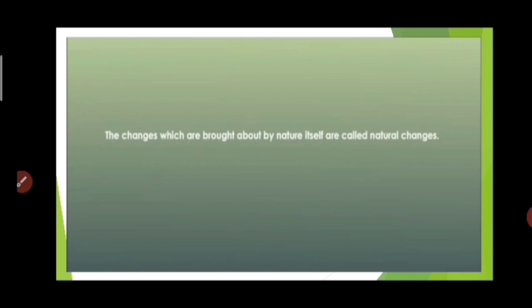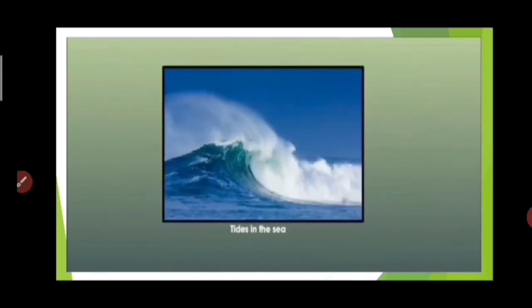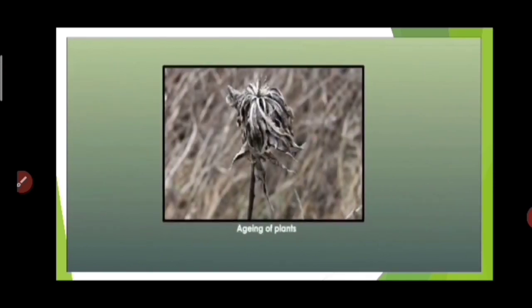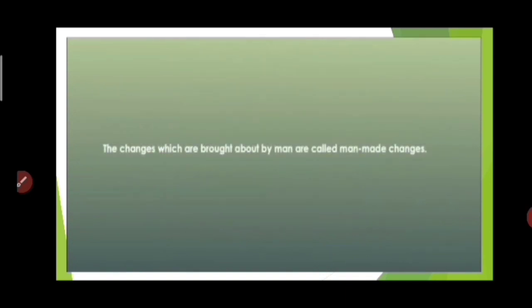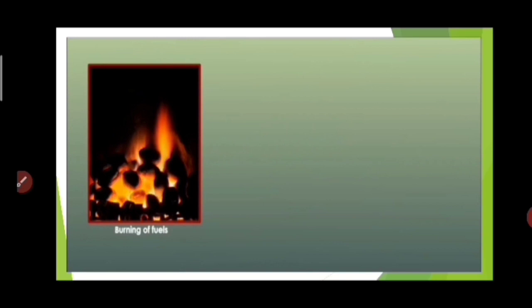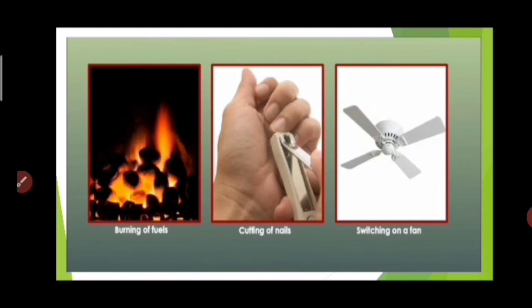The changes which are brought about by nature itself are called natural changes. These changes are of course beyond the control of man. For example, change of season, tides in the sea, aging of plants, landslides are a few examples of natural changes. The changes which are brought about by man are called man-made changes. These changes are under the control of man. For example, burning of fuels, cutting of nails, switching on a fan are a few examples of man-made changes.